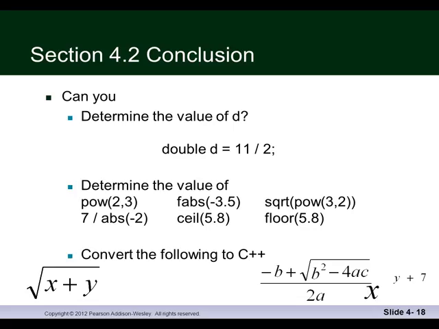3. Doesn't absolute value output double? No, that's F, ABS. So absolute ABS outputs integer? Yes. Ceiling. Ceiling is going to go up. So it's going to give you 6. 6.0. I will take 6 or 6.0. Floor is going to go down. 5.0. A square root of x plus y, right? That should be easy. Next one.